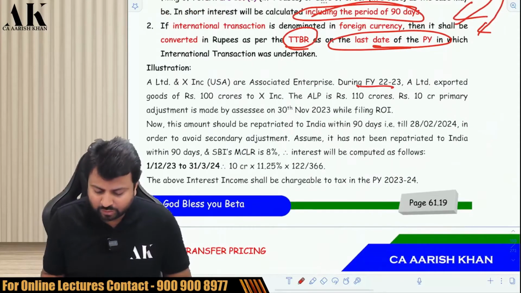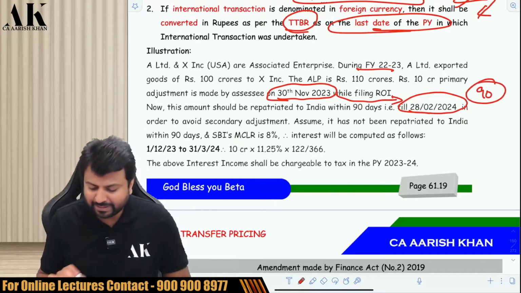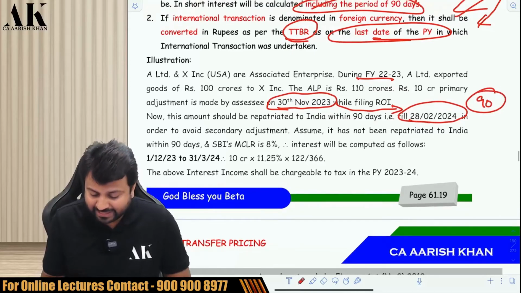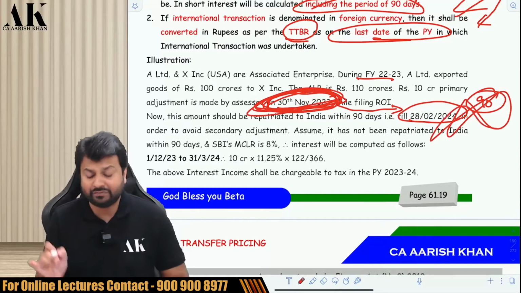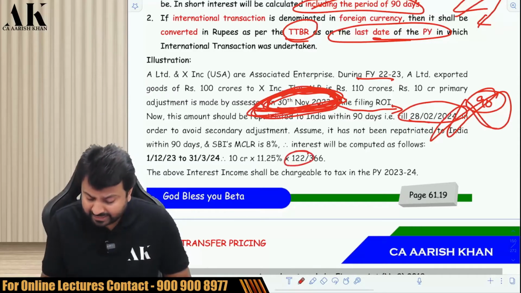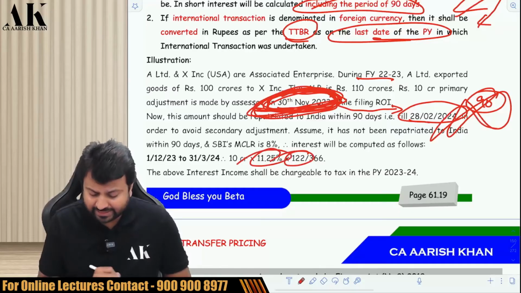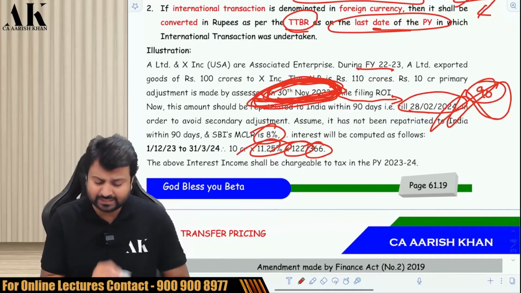For financial year 22-23, the due date is 30th November. So you have to bring back the money till 20th Feb 2024 because this is the 90 days period which is there. If you do not bring back the money within 90 days, then the interest will be counted from 30th November only. It will not be counted from 20th Feb. It will be counted from 30th November, and from 30th November till 31st March, it comes to 122 days, and the interest rate is 8% plus 3.25% of SBI MCLR divided by 366 into 10 crore.